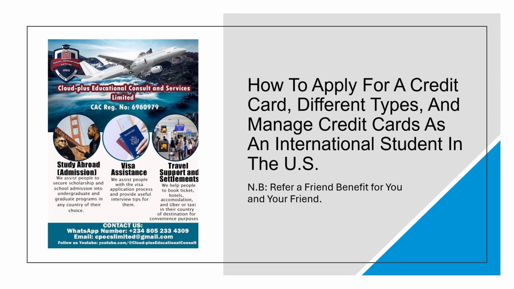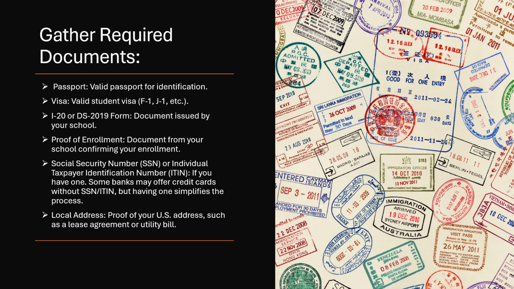It means a lot. Then for you to get your credit card, you have to gather the required documents, such as your passport, with your visa indicated on it, like the F1 or J1 if you're a student. Then the I-20 or DS-2019 form. If you're J1, you have your DS-2019; if F1, you have your form I-20. And these documents are issued by your school, so you have them before coming to this country.